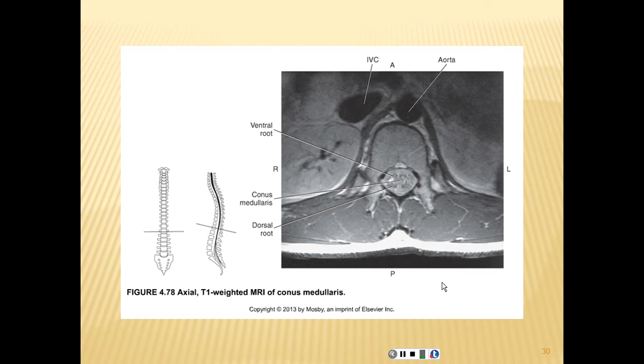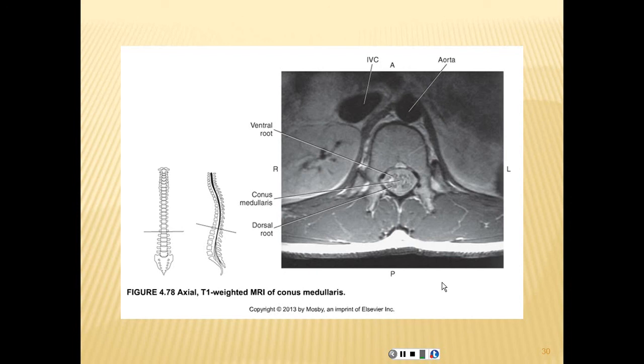The conus medullaris is the most inferior portion of the spinal cord and is located at approximately the level of T12-L1. The spinal cord is composed of white and gray matter. The white matter, myelinated axons, comprises the external borders of the cord and is more abundant. The gray matter is composed of nerve cells. It is centrally located and surrounds the central canal.